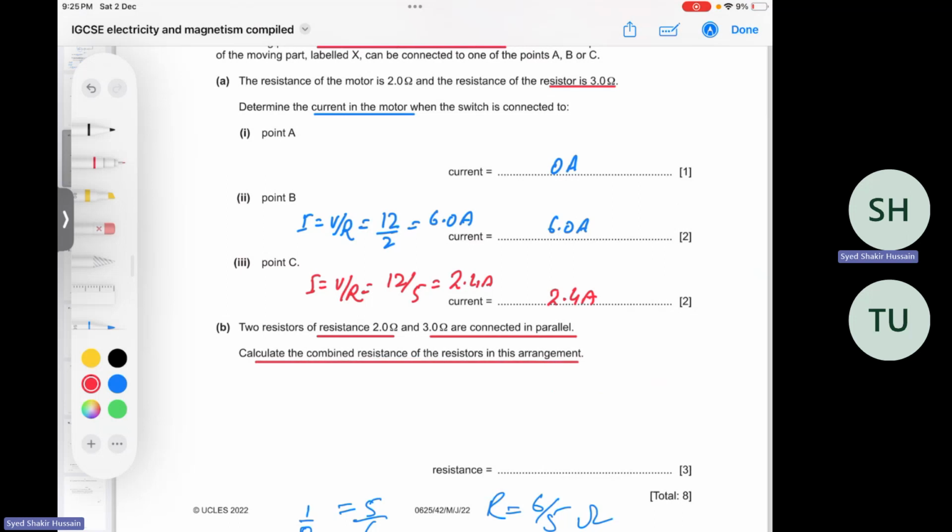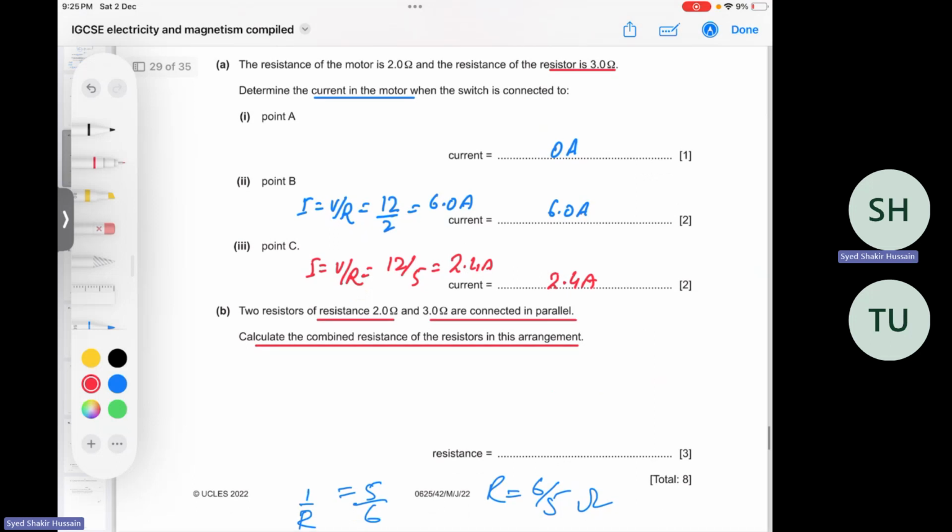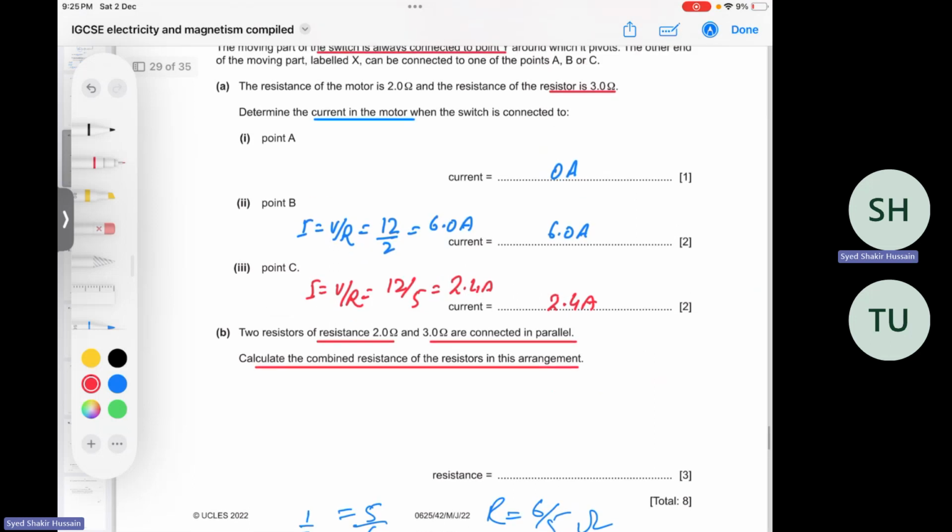Calculate the combined resistance of the resistors in this arrangement. So 1 over 2 plus 1 over 3. Alright, so I need to find what? I need to find the combined resistance of the resistors. Two resistors of 2 and 3 ohms are connected in parallel. So 1 upon 2 plus 1 upon 3.